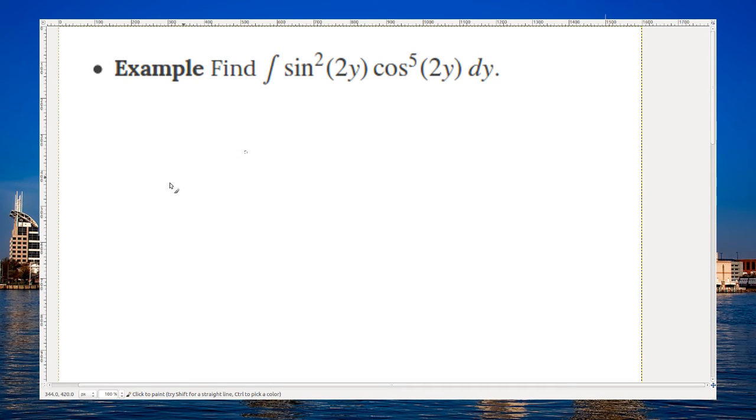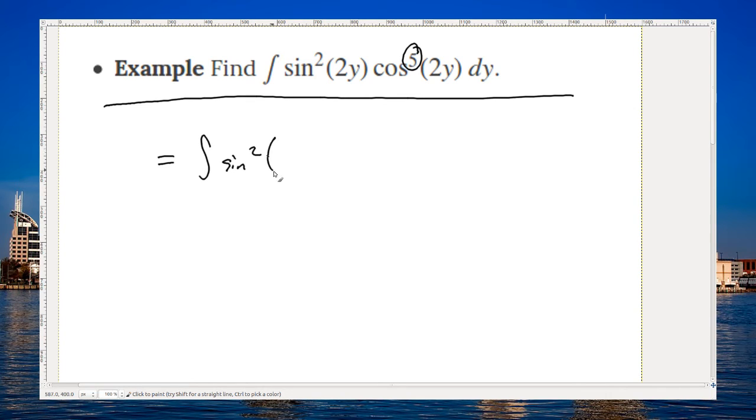All right, so now we have a similar situation, but instead we have an odd power on cosine, which means we're going to do the exact opposite of everything we just did, basically. So what did I do last time? I isolated one of the odd power signs. All right, this time I'm going to isolate a cosine. So rewrite that as such, cosine to the 4th, 2y, and I'll isolate a cosine of 2y dy.